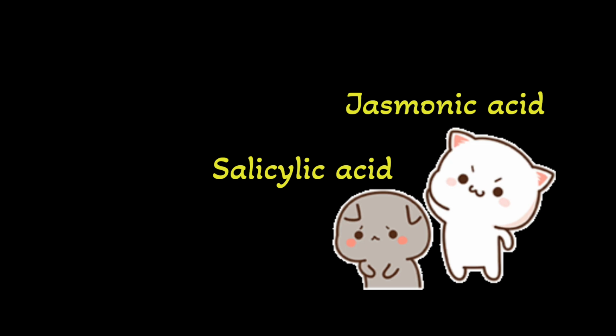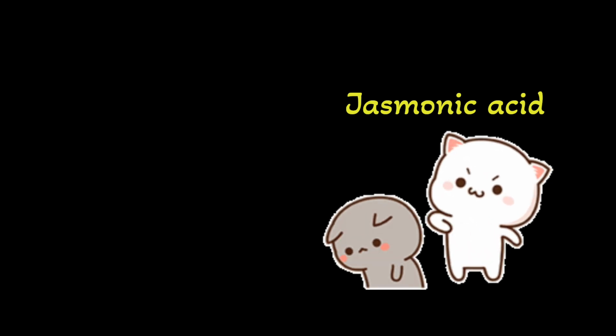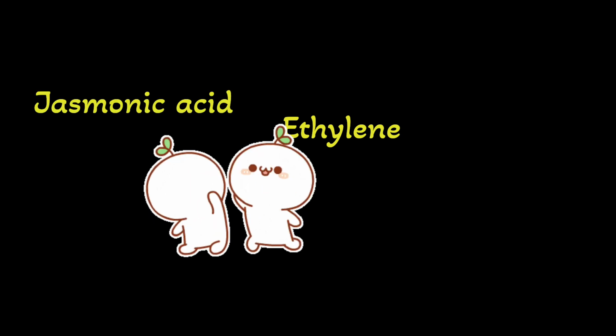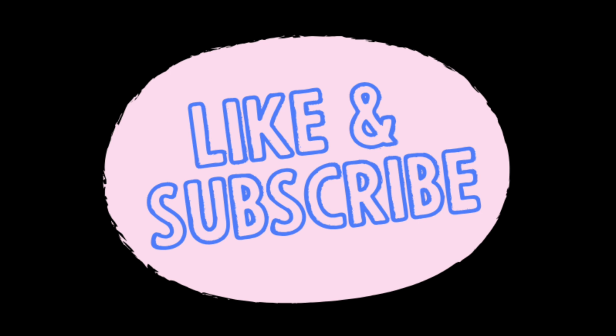If we see the crosstalk with other hormones, then jasmonic acid often antagonizes salicylic acid signaling, particularly in defense response. With ethylene also, jasmonic acid and ethylene cooperate in response to necrotrophic pathogens. And with abscisic acid, that is ABA, jasmonic acid interacts during drought and other abiotic stress.